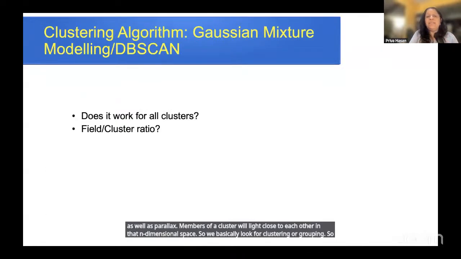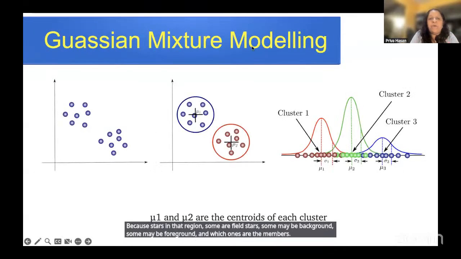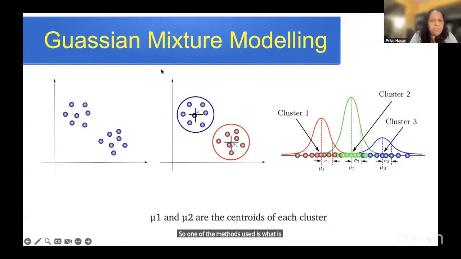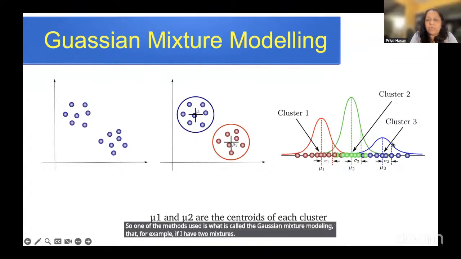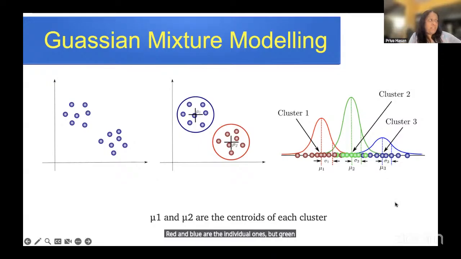You basically want to see how it works for all clusters. The question is, what is the field to cluster ratio, right? Because stars in that region, some are field stars, some may be background, some may be foreground, and which ones are the members? So one of the methods used is what is called Gaussian mixture modeling. For example, if I have two mixtures, a cluster 1 and a cluster 2, then when they are both added, I have this green thing. Red and blue are the individual ones, but green is the combined effect, which I can see.